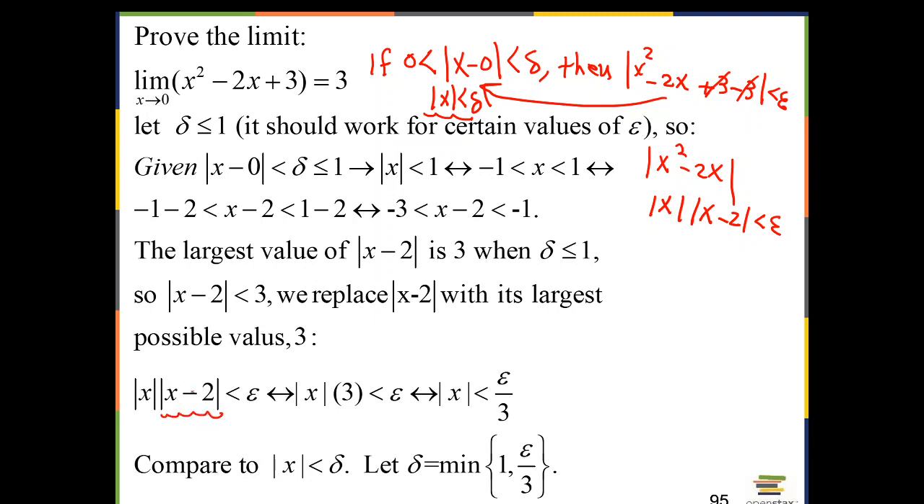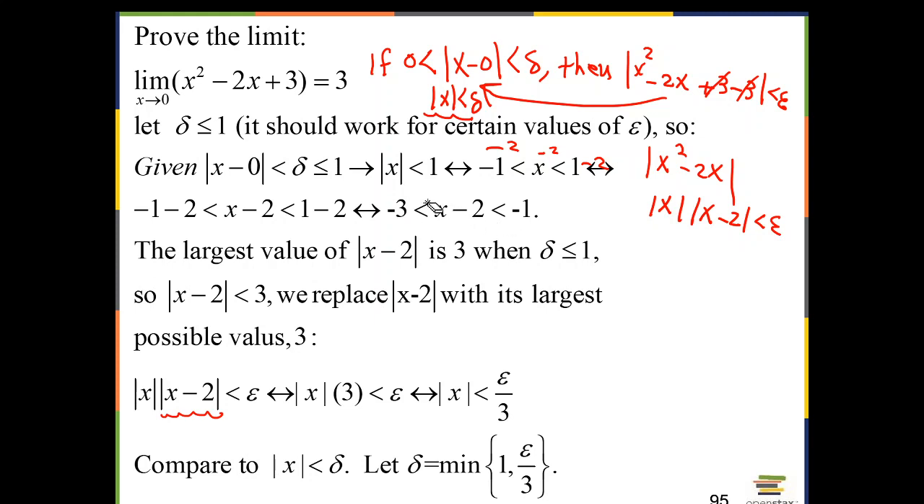Now to get rid of it, we use the same trick. We say let delta be less than or equal to 1. If delta is less than or equal to 1, then absolute value of x is less than 1. That means x is between 1 and negative 1. And if x is between negative 1 and 1, then what is x minus 2? Well, just subtract 2 from all sides. What do we get? We get this. That means x minus 2 will be between negative 3 and negative 1.